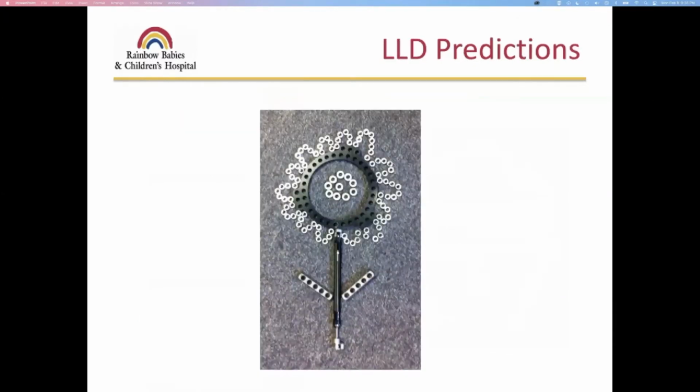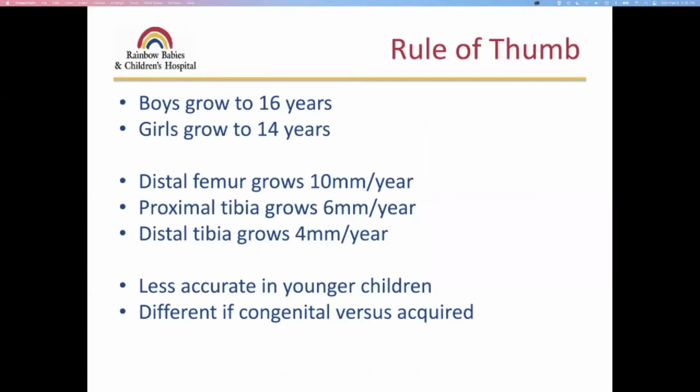In terms of making your limb length discrepancy predictions, the rule of thumb that you can use very easily in clinic is that boys grow to 16, girls grow to 14 years of age. The distal femur grows 10 millimeters per year while the proximal tibia grows 6. And then you can do your estimations. You have to understand that this is less accurate in younger children, so children outside of the pubertal age range, this might be less accurate. And you have to account for whether they are congenital versus acquired. So it's not always as simple as it looks, but this is a great rule of thumb to use.